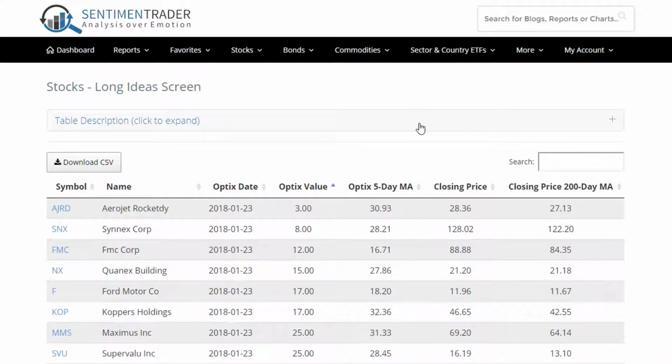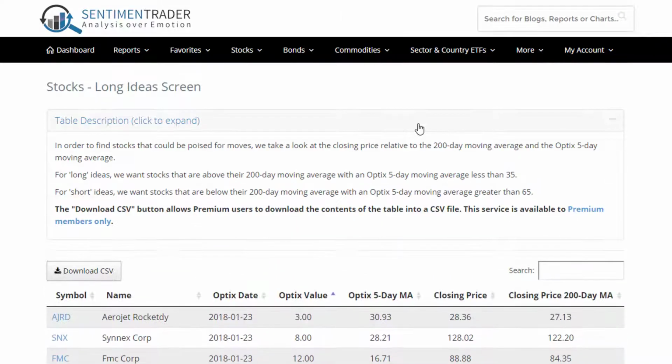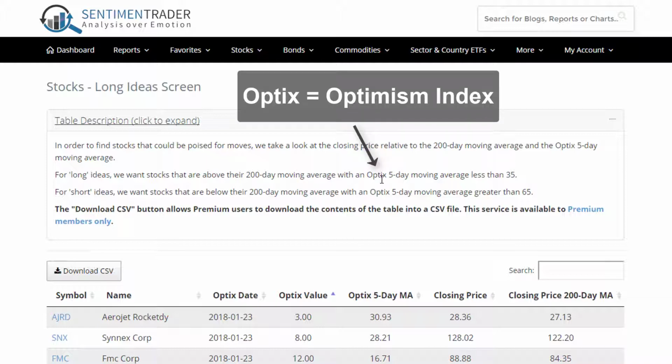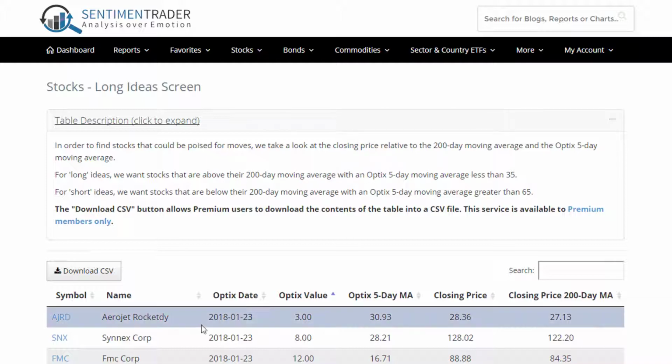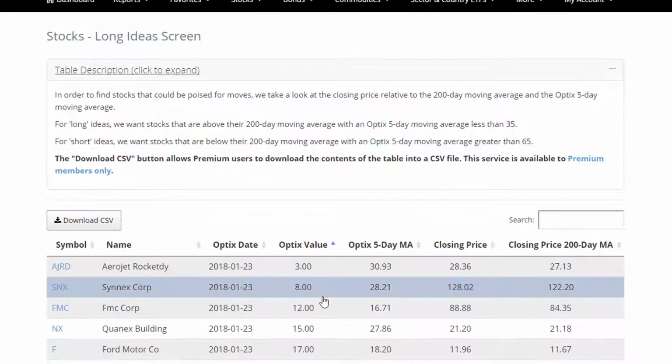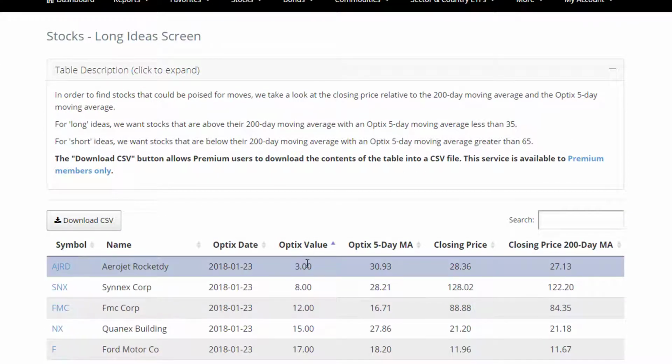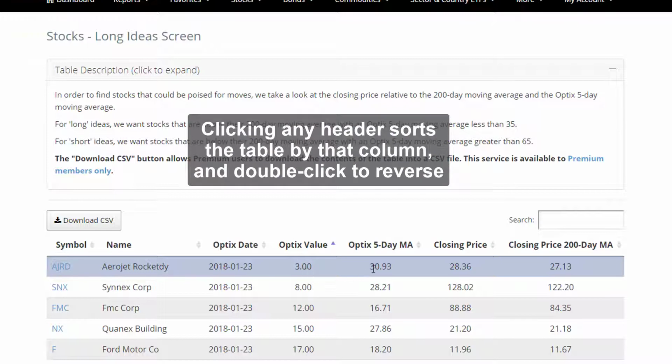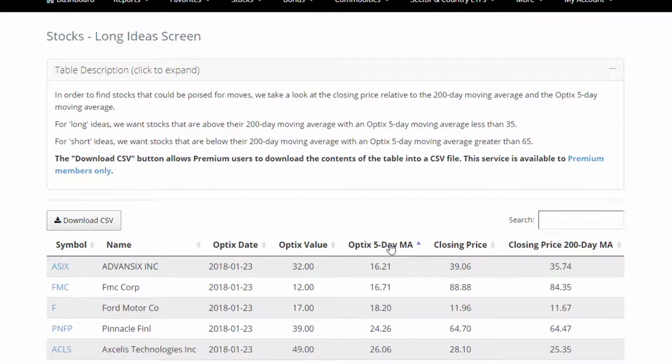On any of the screens you can click the explanation box, and that will give you more information. That will tell you exactly what is being screened. In this case, we're looking for any stock in the S&P 1500 that's, for long ideas, above its 200-day moving average, so in a general uptrend, and the 5-day optimism index, or optics, is less than 35. You can sort the table by optics value, looking at the most oversold ones at this point. The 5-day MA can be sorted as well.